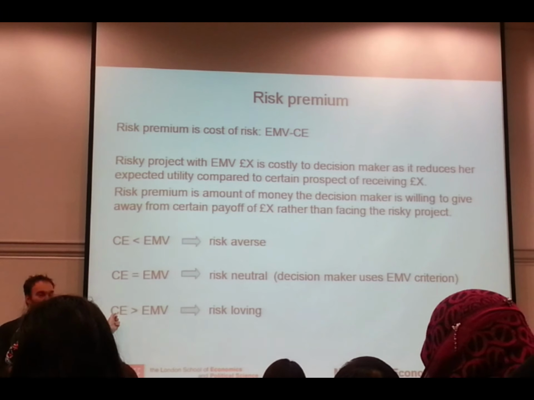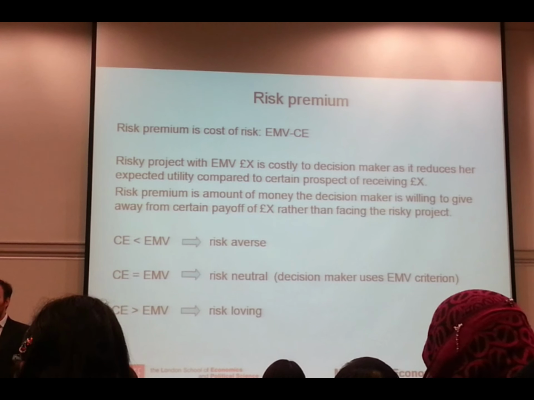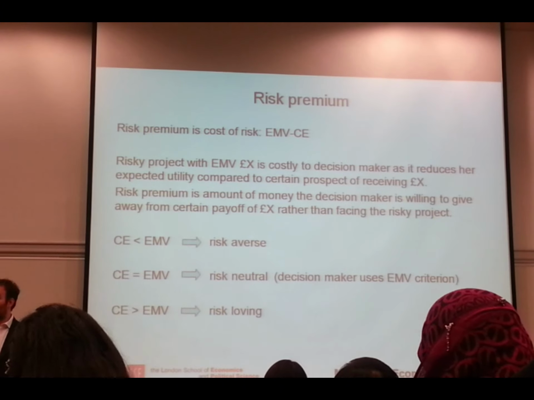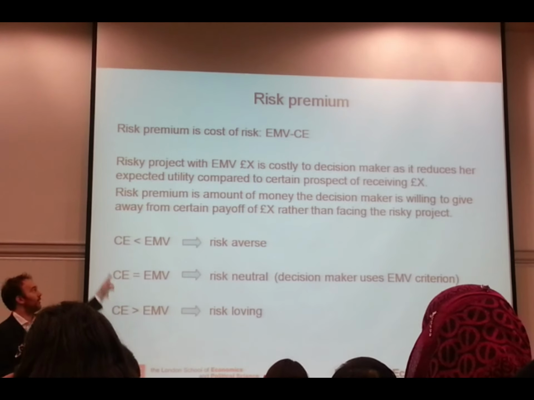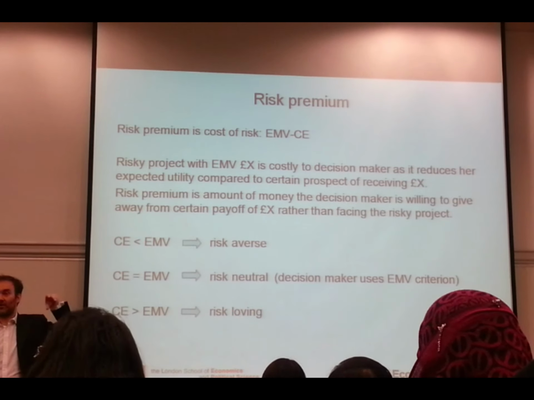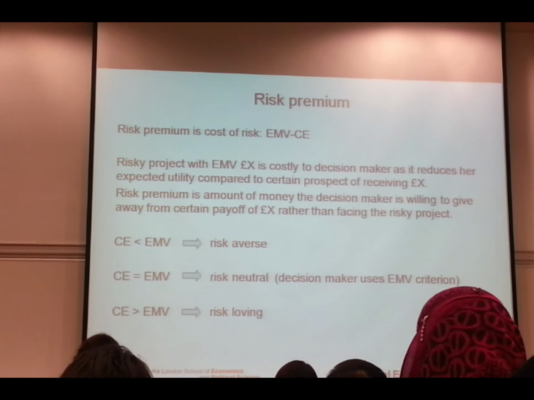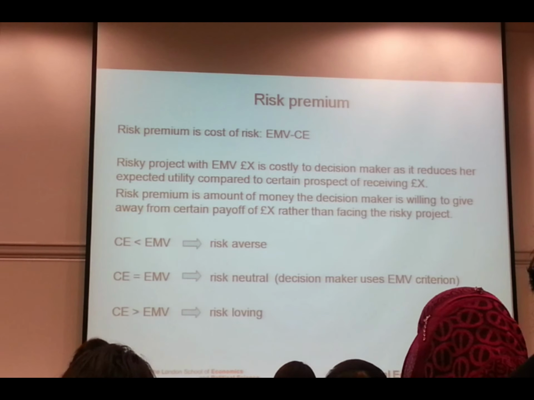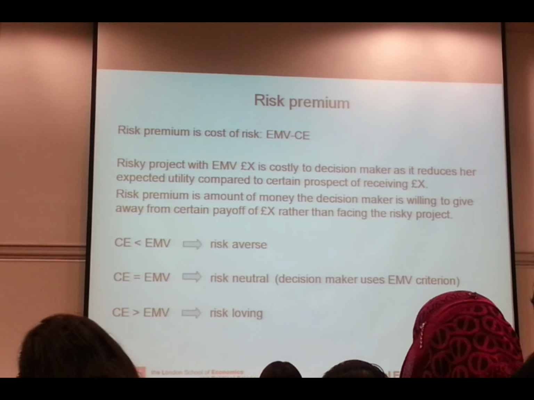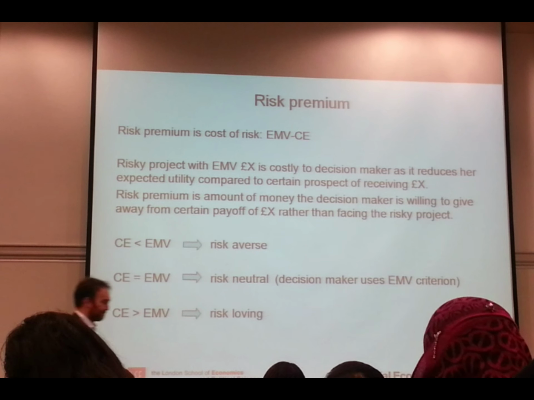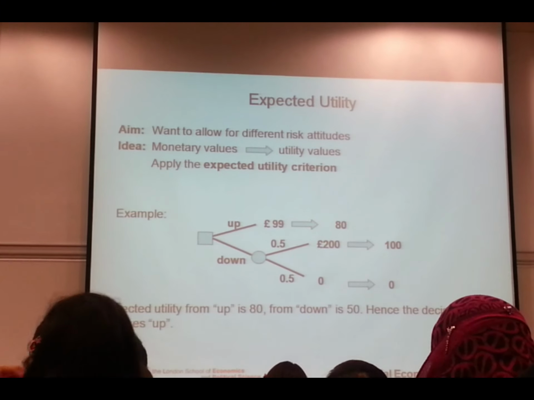If the certainty equivalent is larger than the EMV, the expected monetary value, then you're a risk lover. Which of course makes it bizarre that people who are insured buy lottery tickets. People who are insured are ones with a certainty equivalent less than the expected monetary value. People who buy lottery tickets are people with a certainty equivalent that's higher than the expected monetary value. Okay, so in principle, these two types of behavior are inconsistent with each other. Risk premium.